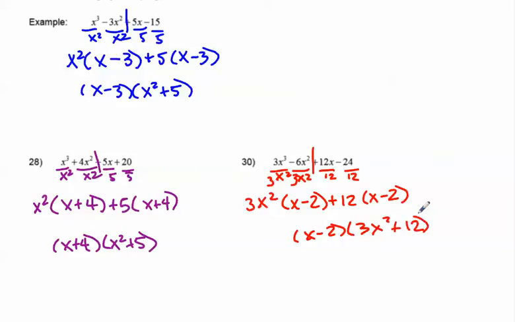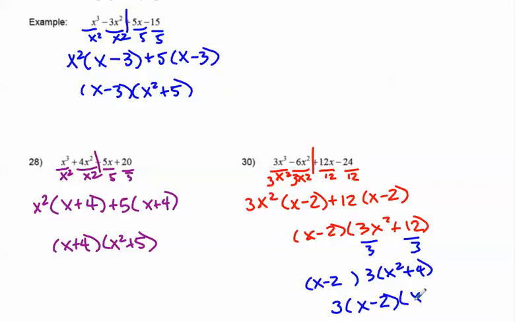But I'm realizing now I should have factored out the 3 in the first place, just taken it out of the whole thing. But I can do that now. I can take the 3 out of this one. So if I factor 3 out of this one, that's going to give me 3 times x squared plus 4. And that's still times x minus 2. And for your final answer, you just want to move that 3 out front. So 3 times x minus 2 and x squared plus 4. Okay.